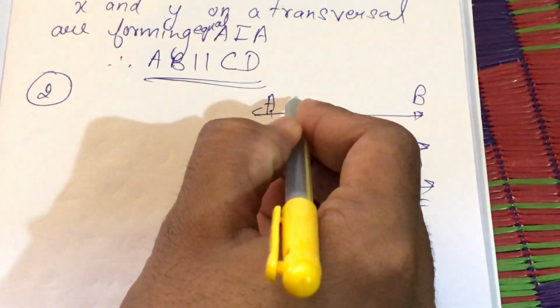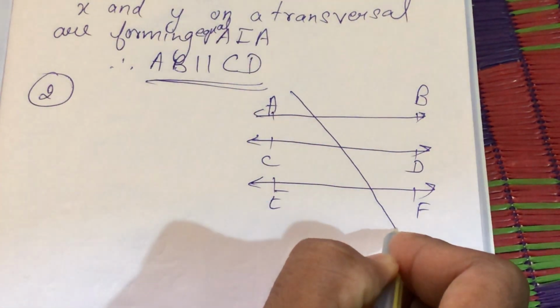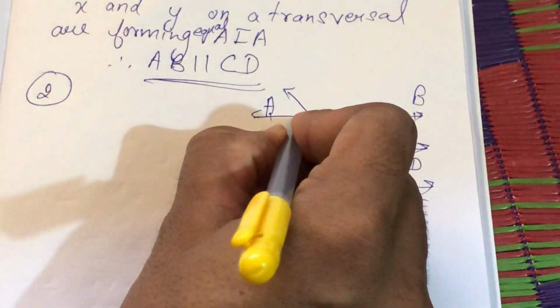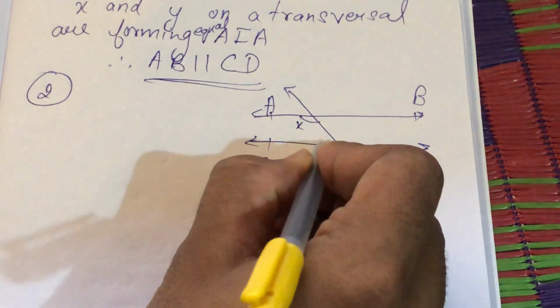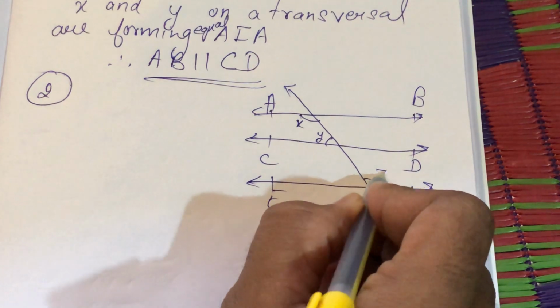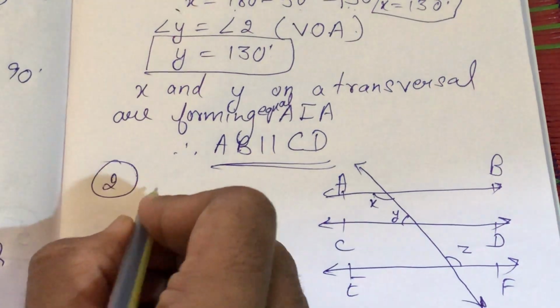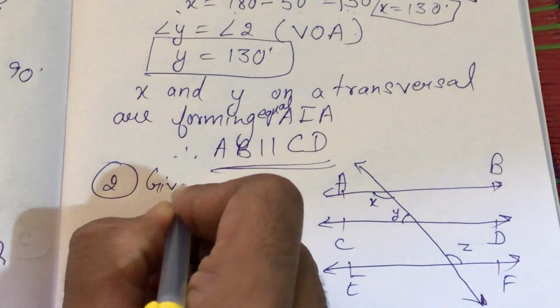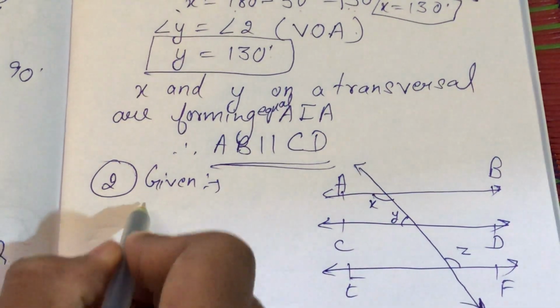And what are we given? A transversal again. This is a transversal we are given. This one is given as angle X. This one is given as angle Y. And this one is given as angle Z. See, we are given with already AB. You can write given here. What is the given statement?